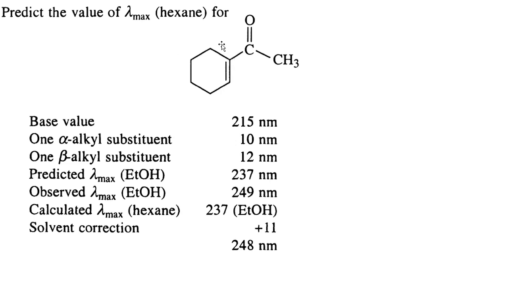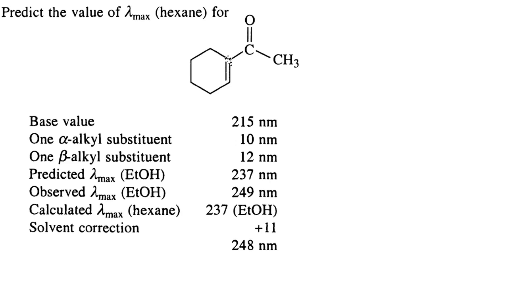Alpha beta unsaturated ketone, a cyclic 6-membered ring. It is a 6-membered cyclic alpha beta unsaturated ketone. Thus the base value will be 215 nanometer. See, it is the alpha position, it is the beta position.